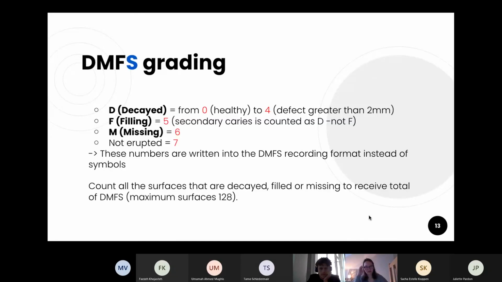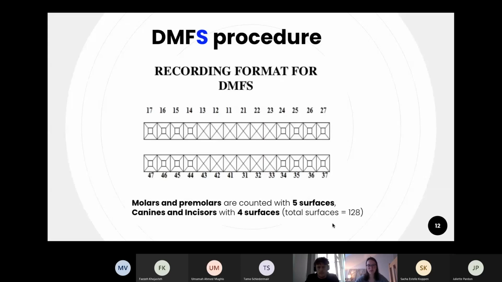Then the grading for the DMFS is from 0 to 7. If the tooth is completely healthy, we will put a 0 into the chart. If it has, for example, a defect greater than 2 millimeters, a 4. For the filling, a number 5. For missing teeth, a 6. And for the non-erupted teeth, a 7. So that can be just put here into the chart.